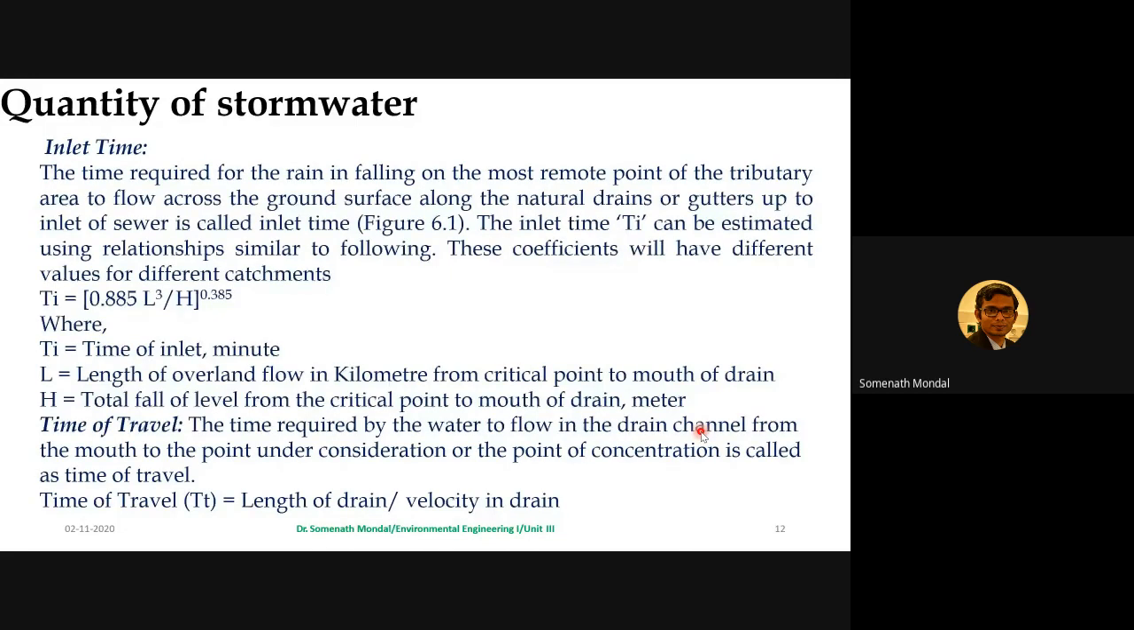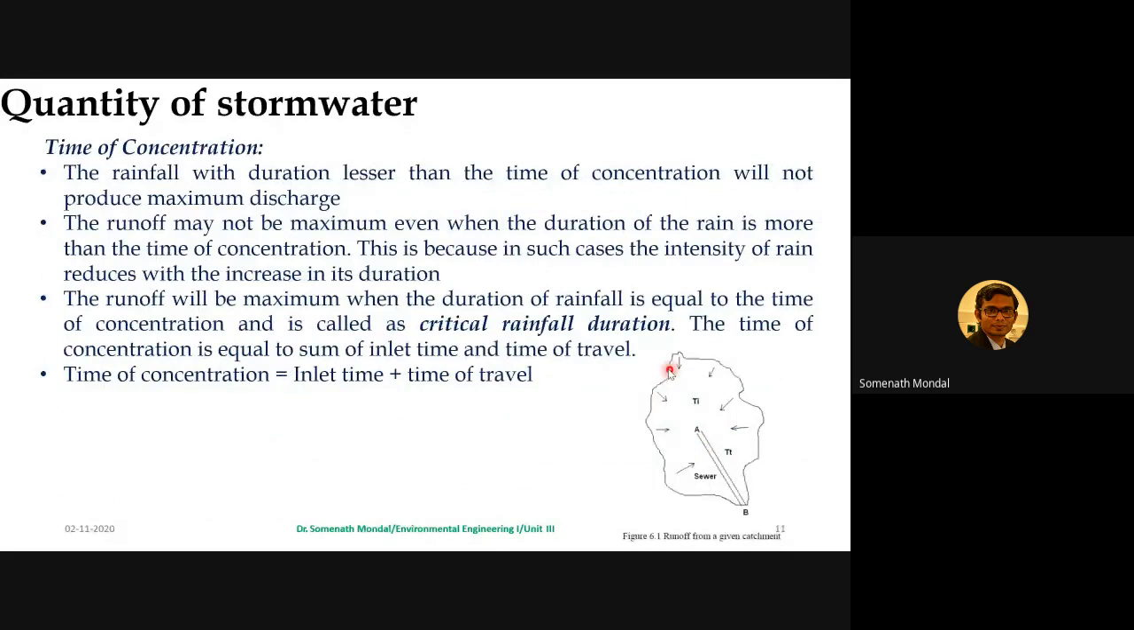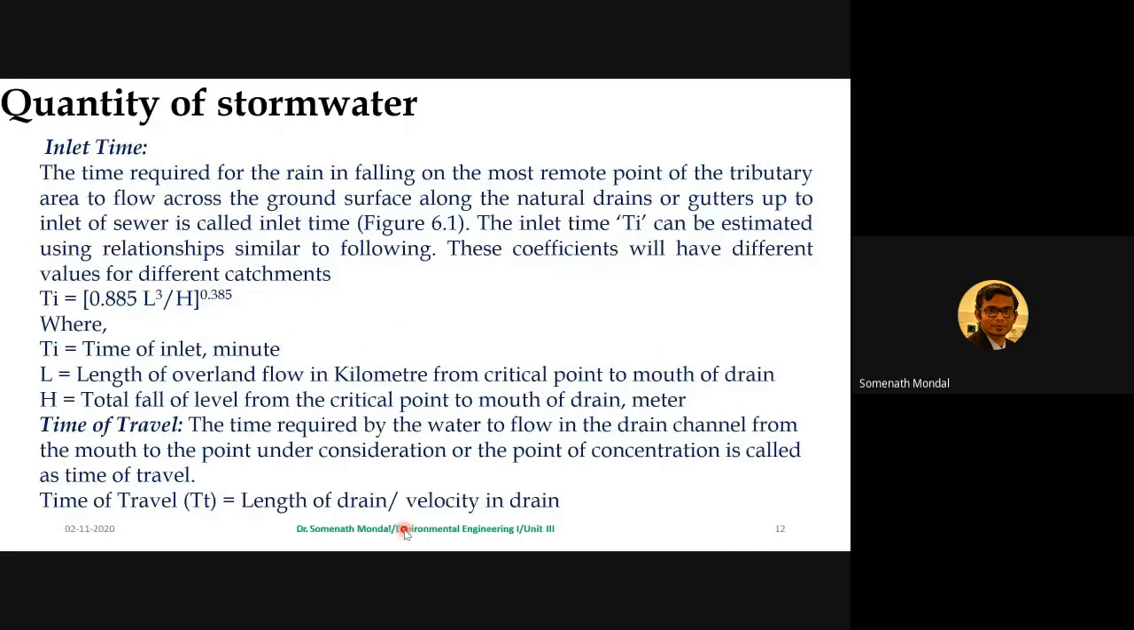The inlet time can be calculated with the help of the equation given here. It relates to L, the length of overland flow in kilometers from the critical point to the mouth of the drain. That is the linear length from this point to that point; for each point you will have a different L. And H is the total fall of level from the critical point to the mouth of the drain in meters.